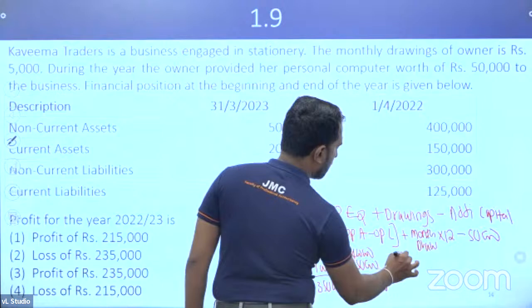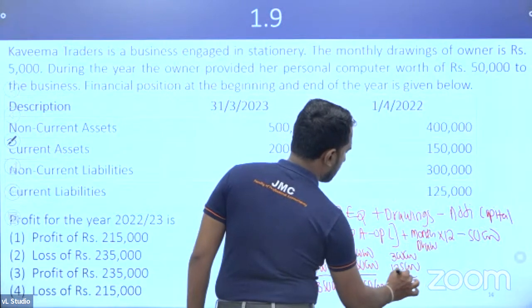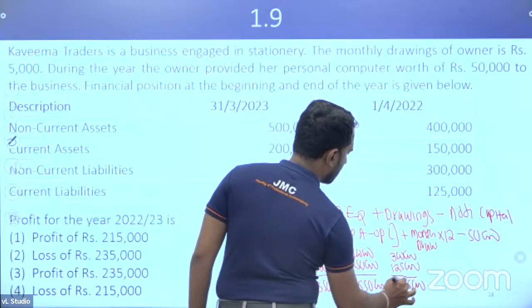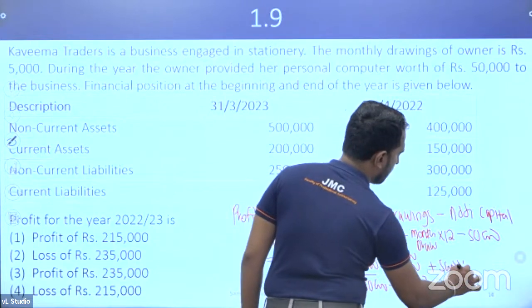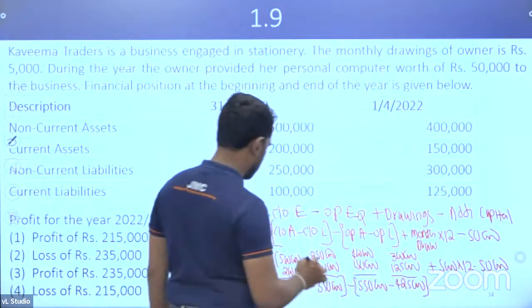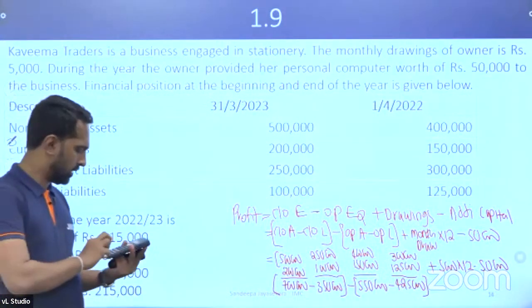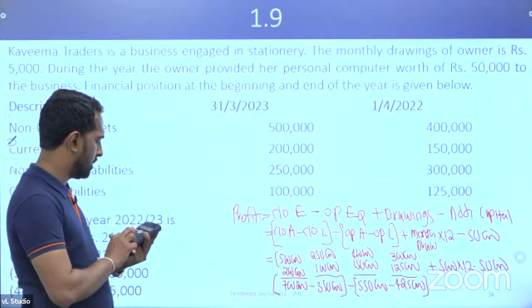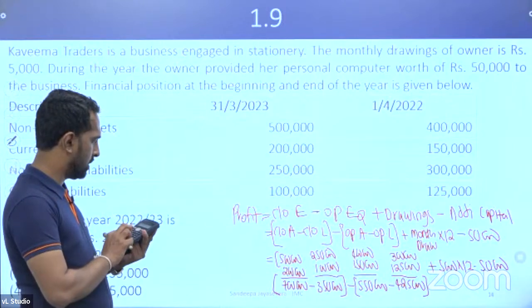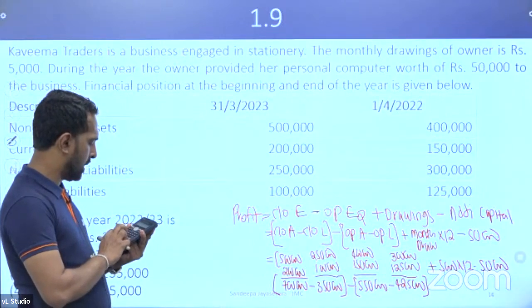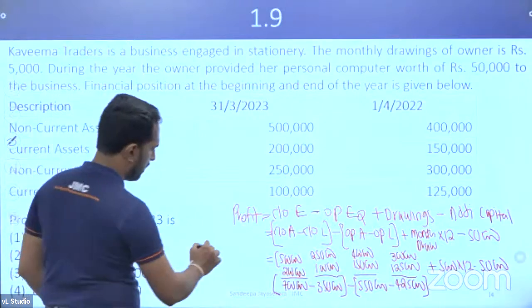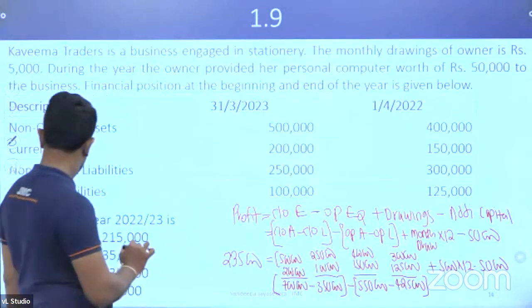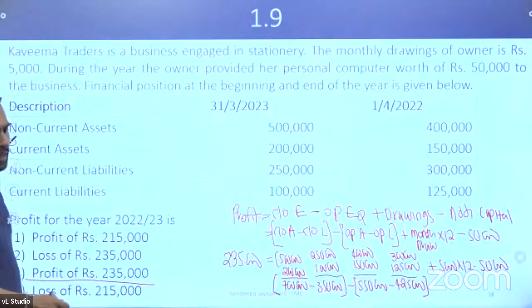Liabilities 300,000 and 125,000, which is 425,000 minus. Okay, plus the drawings, which will come to 5,000 into 12, minus 50,000. So you will arrive at an answer: 700,000 minus 350,000 minus 550,000 minus 425,000 plus 5,000 into 12 minus 50,000. I'm getting a profit of 235,000. Okay.